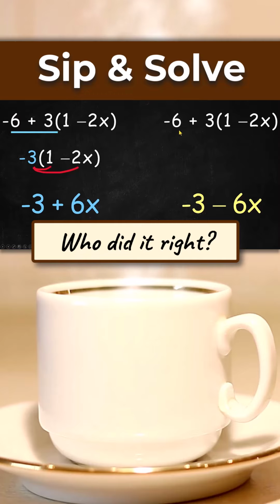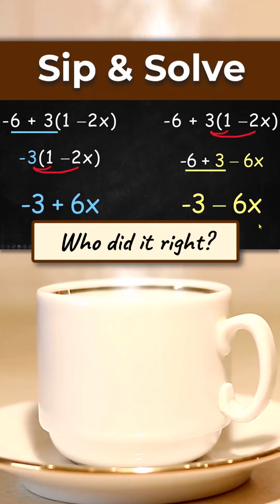The second person started with the distributive property, so they got -6 plus 3, because that's a positive 3 right here, and then positive 3 times minus 2x is -6x. Then they combined the -6 and the plus 3. They got the -3 and the minus 6x.